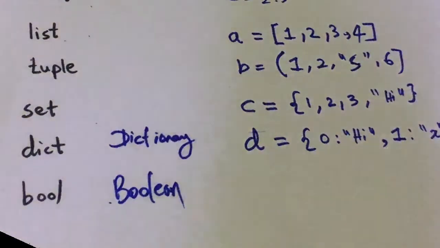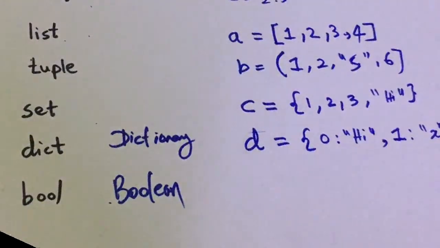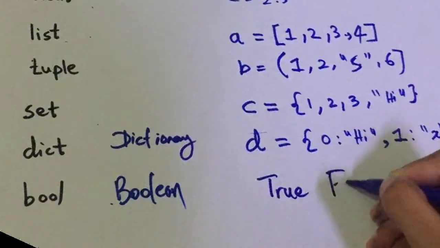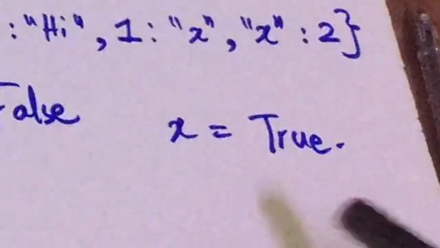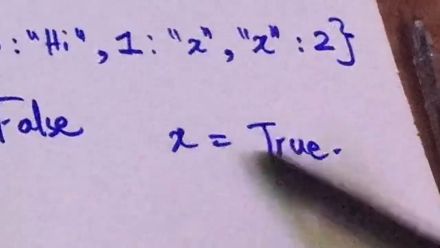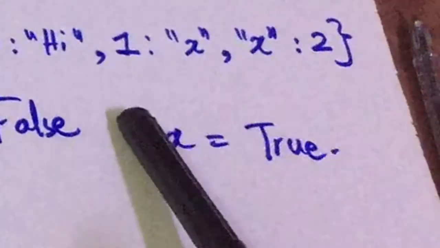Okay, the last one is Boolean. So Boolean means there are only two possible values, true or false. And this is how we assign a Boolean value into a variable. So x equals 2, that means true is assigned to x.